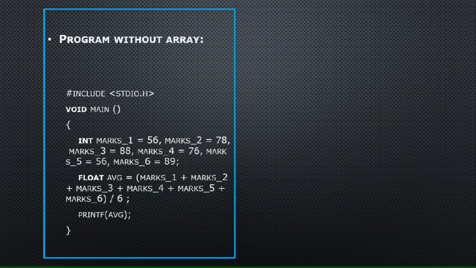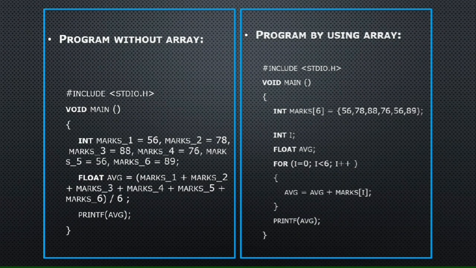The first one is a program without an array, in which we can see there are many different variables, so we need to remember all the variable names. The second is the program using arrays, in which we can store all the marks in a single array.